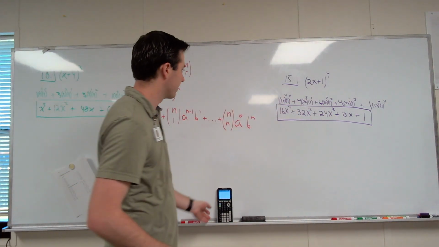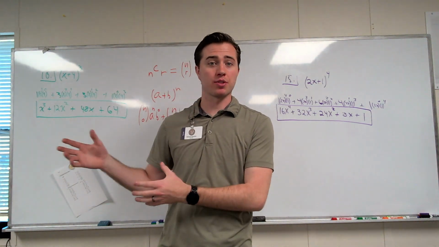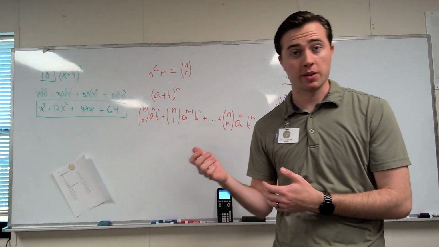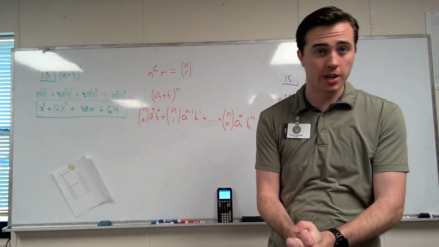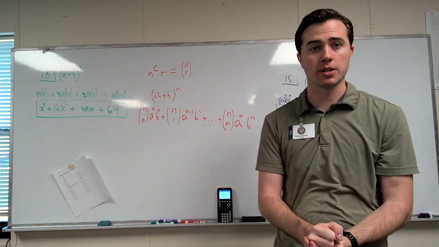So if you're doing very high powers on your binomial expansion, you don't have to resort to Pascal's triangle. You can use the combination formula to find those coefficients. I was a little rushed for this video, so I hope that makes sense. If it doesn't, please email me with questions.